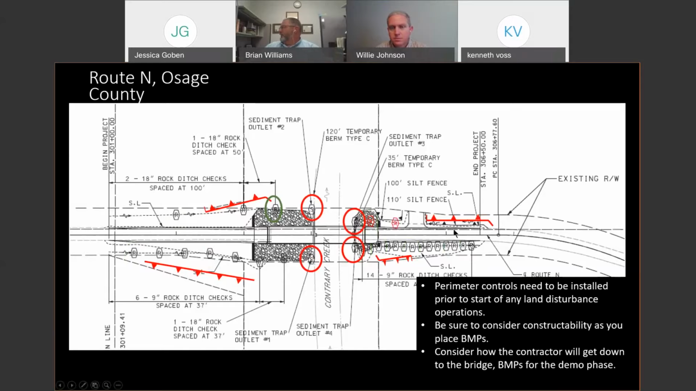And I think looking at adding another ditch check over here in this quadrant, because you really don't have anything. Are you controlling that soil water volume and velocity?